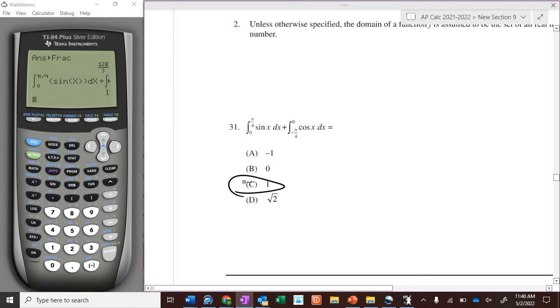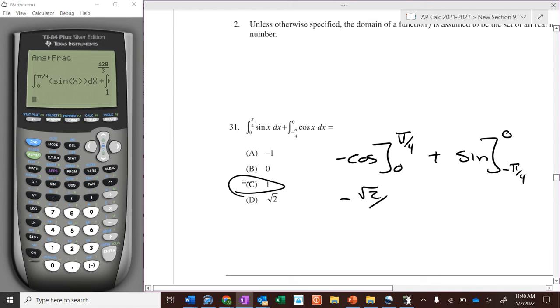All right, so let's say you want to know how to do this without a calculator. Well, the integral of sine is negative cosine from 0 to pi over 4 plus sine from negative pi over 4 to 0. So negative cosine of pi over 4 is negative square root of 2 over 2. Cosine of 0 is 1.